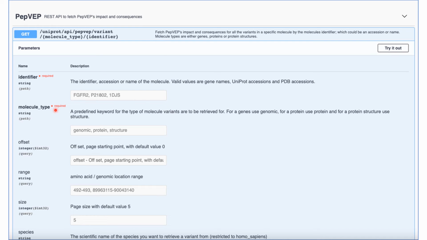This shows the various possibilities to find information via the API. We can see that a gene can be searched, a whole gene, a whole protein, or even a PDB accession here. So we can find all variants for a particular structure.